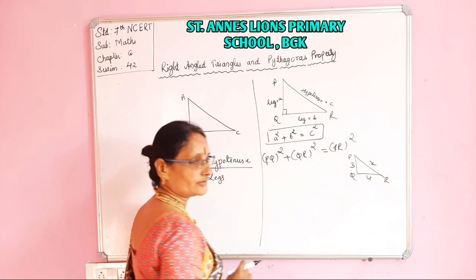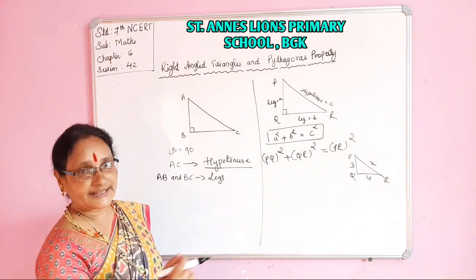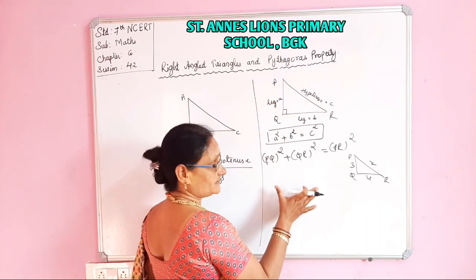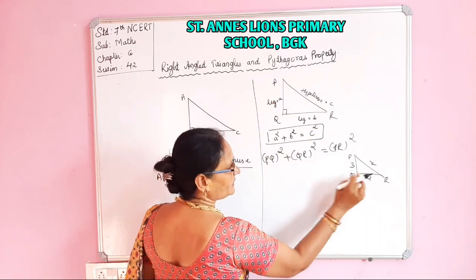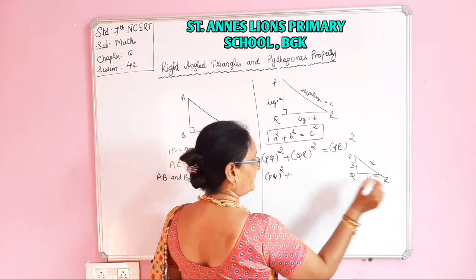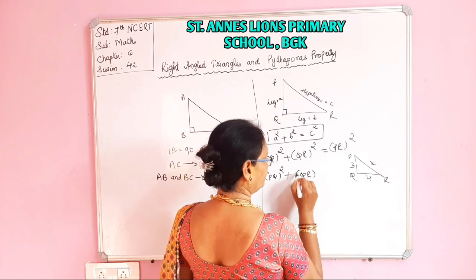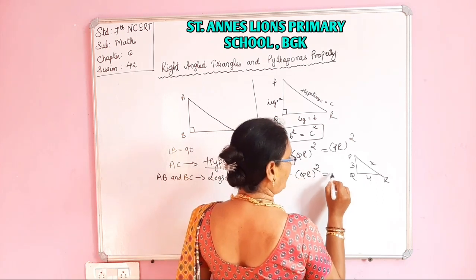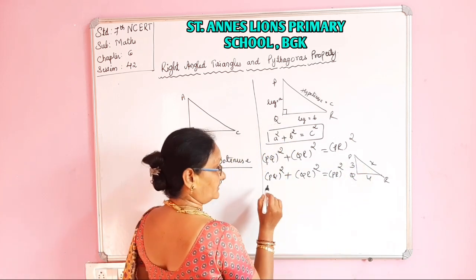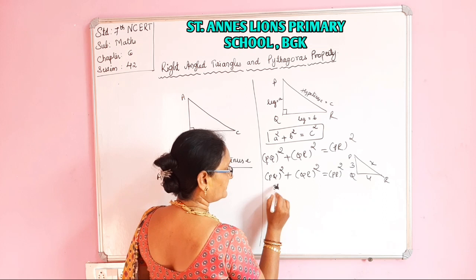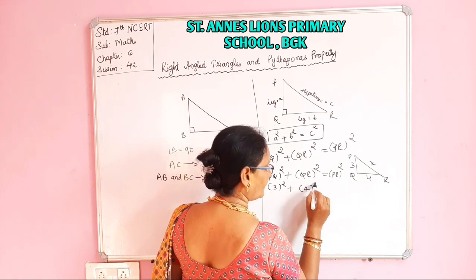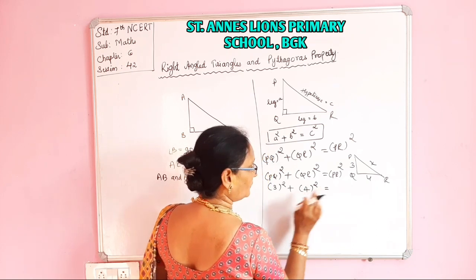Now we have to find out the length of the hypotenuse. According to this Pythagoras property, now we will do. Here see, PQ square. First you have to write the property. Then QR square is equal to PR square, that is hypotenuse square. What is the PQ? The length given is 3 square plus what is the QR? 4 square is equal to, we have to find out now.